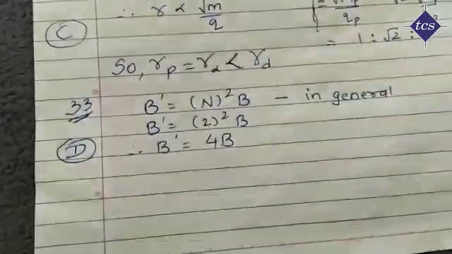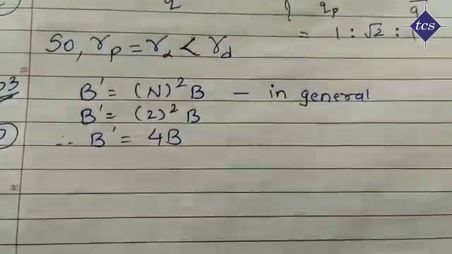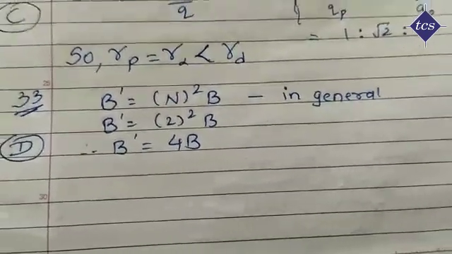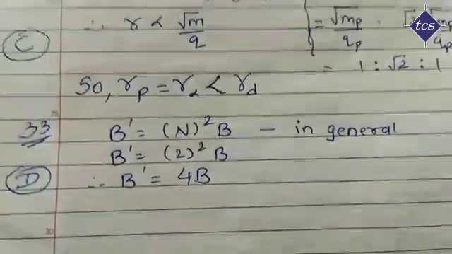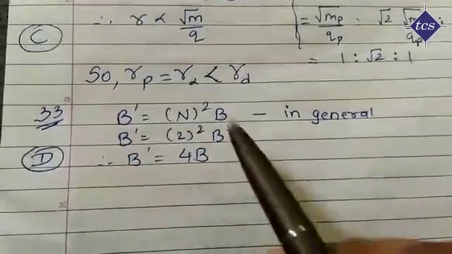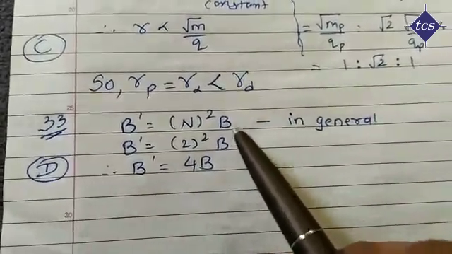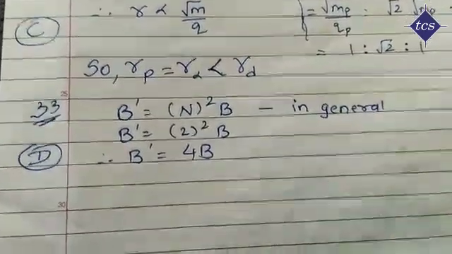Next, question number 33. When a current is passed through a circular wire prepared from a long conducting wire, the magnetic field produced at the center is B. So in this solution, this B is the magnetic field produced at the center of a ring having 1 turn, a single turn.